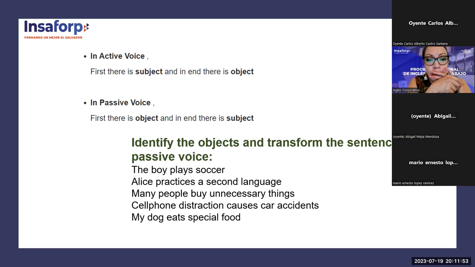I think unnecessary things are buying by many people. Mm-hmm. Unnecessary things are. Ahí vamos bien. Unnecessary things are. El verbo tiene que ir en participle. Buying. I bought. Bought, uh-huh. Unnecessary things are bought by many people. Excellent. Thank you so much, my dear. Thank you so much, too.